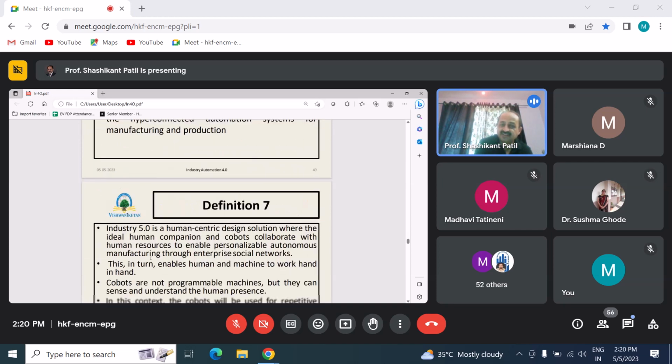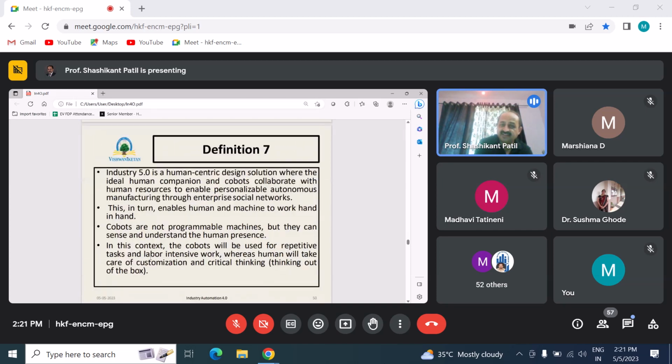And the last definition is Industry 5.0 is a human-centric design solution, where the human being is at the center, where the ideal human companions and cobots will collaborate with each other, communicate with each other, and take decisions on which task will be assigned to cobots and which task will be completed by the human being. It will also enable personalizable autonomous manufacturing through the enterprise social network. This in turn enables humans and machines to work hand in hand.